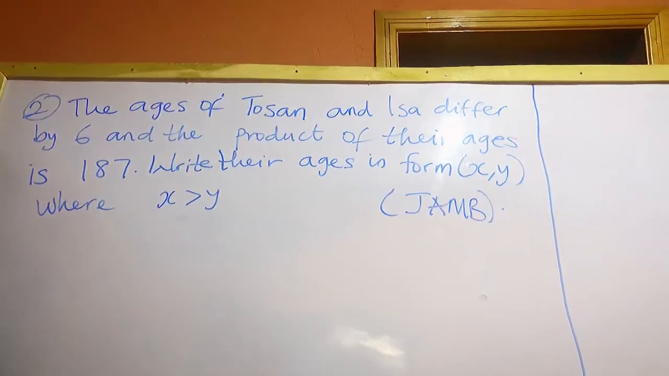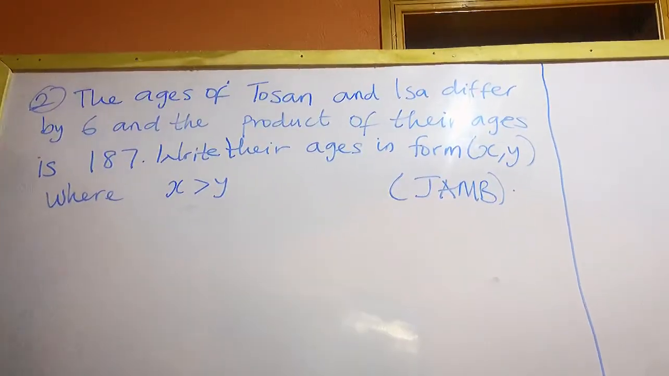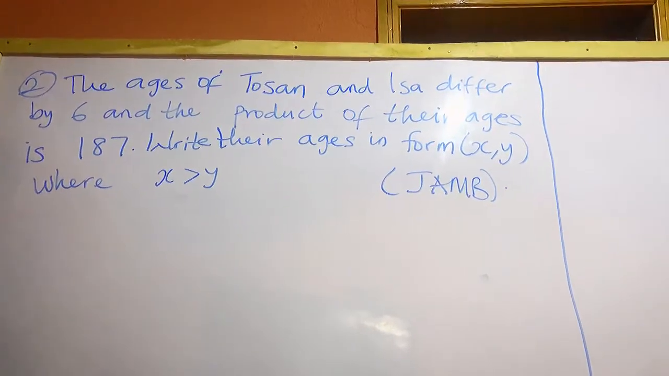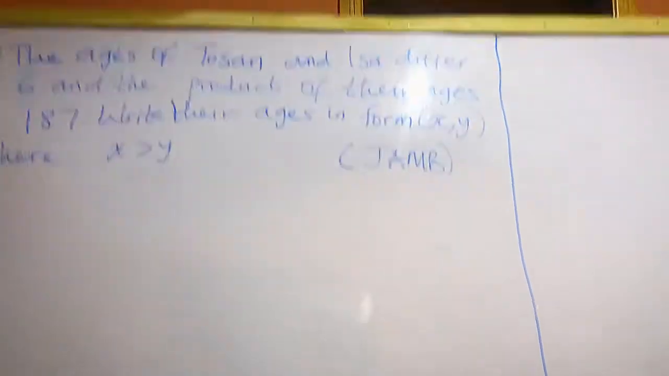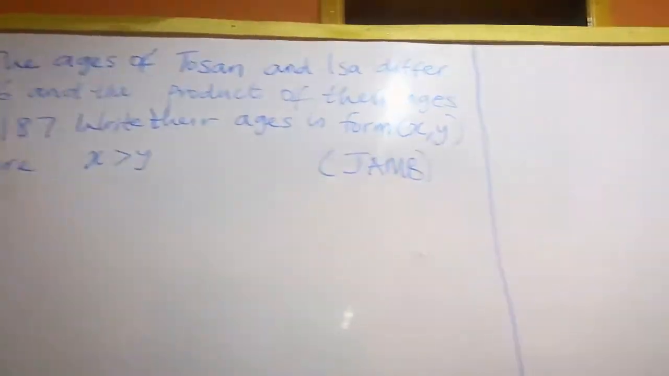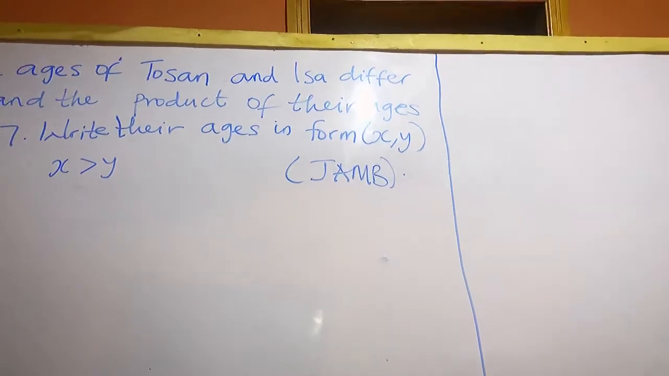The ages of Tosun and Isa differ by 6, and the product of their ages is 187. Write their ages in the form x, y, where x is greater than y. It's also a JAMB question. Solution.